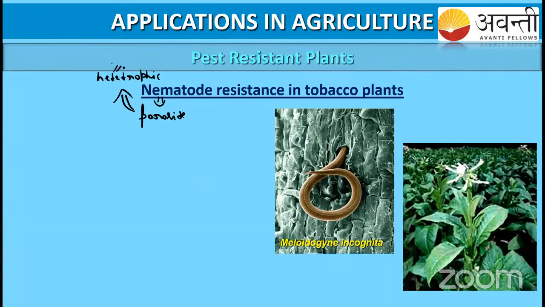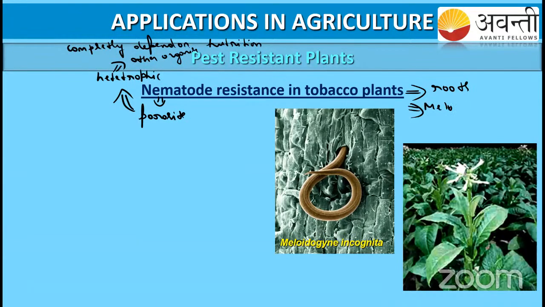Heterotrophic means what? It completely depends on other organisms for nutrition. Other organisms, right? For what? For nutrition. So see here, this tobacco plant. This nematode is going to affect the roots of the tobacco plant. The name of that nematode is Meloidogyne incognita.